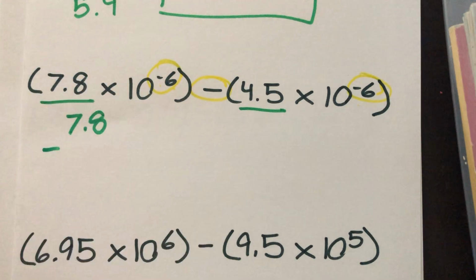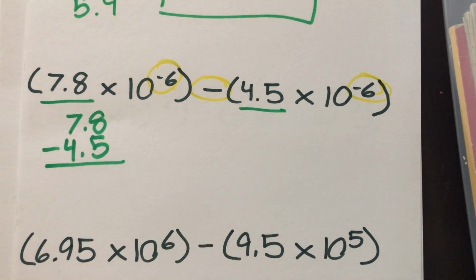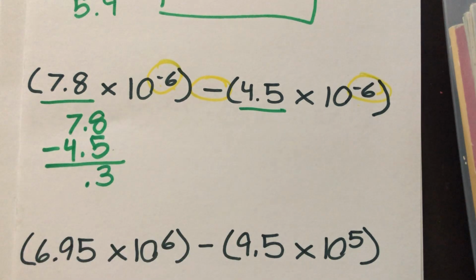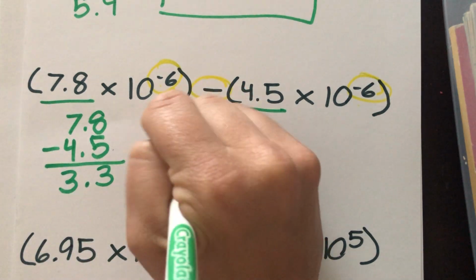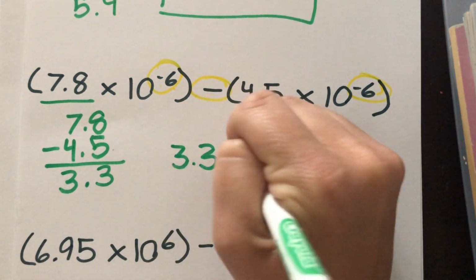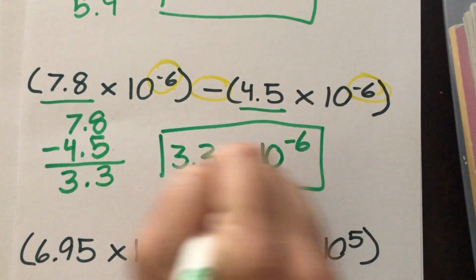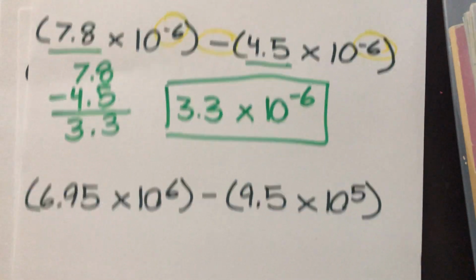So I'm going to write it out. And we're subtracting. You always want to make sure you line up those decimals. 8 minus 5 is 3. Bring down my decimal point. 7 minus 4 is 3. So now we have our coefficient, and we keep our power of 10 the same. So there's another example for you guys.